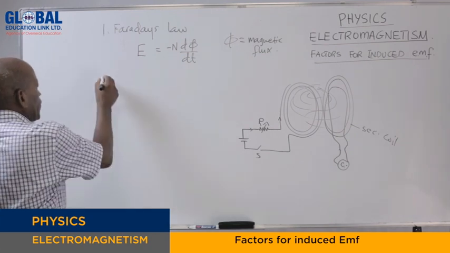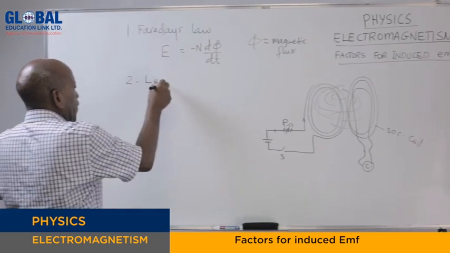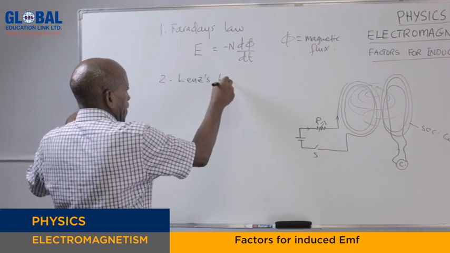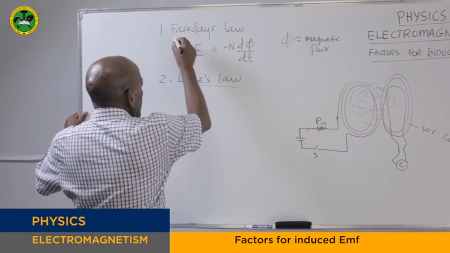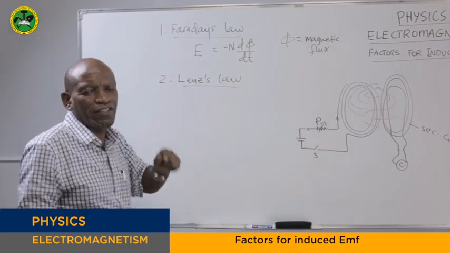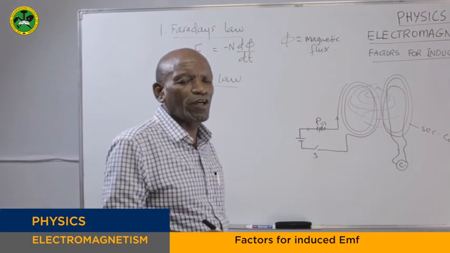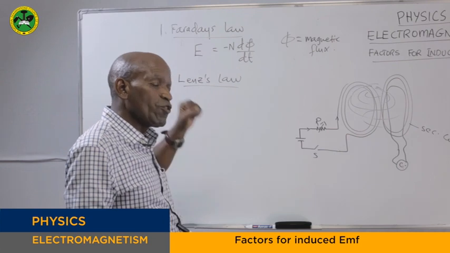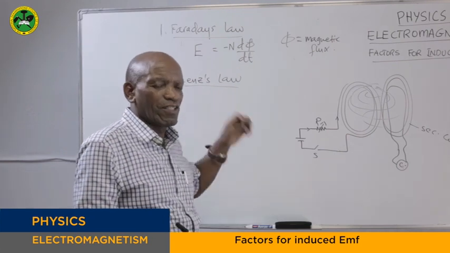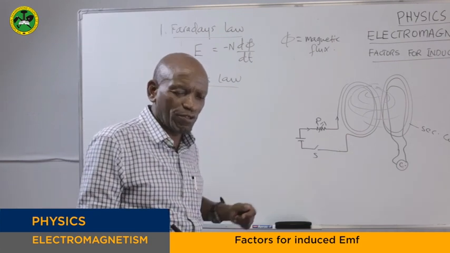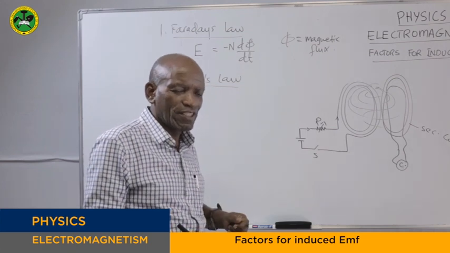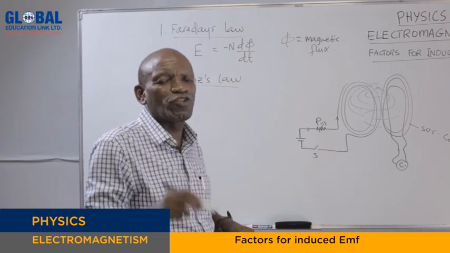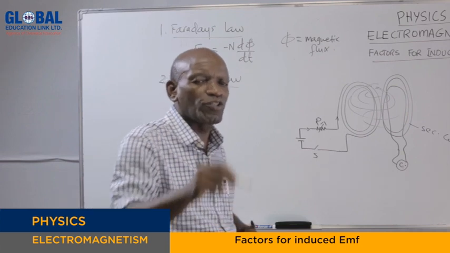And the second one is what we call Lenz's law. Now Lenz's law talks about the direction of the induced EMF in a coil. It says that the induced current or the induced EMF in a circuit is always such that it opposes the change which causes it.